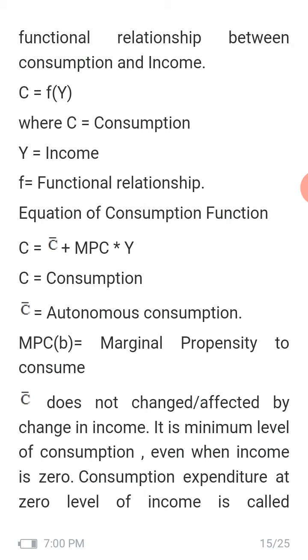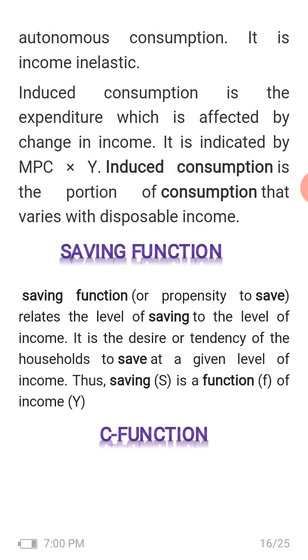Autonomous consumption is not affected by a change in income. It is the minimum level of consumption even when income is 0. Suppose I do not have any income but I consume some things because this is our daily habit. Without consumption we can't live, right? So when the income is 0, the consumption is the minimum level of consumption. The autonomous consumption is income inelastic.